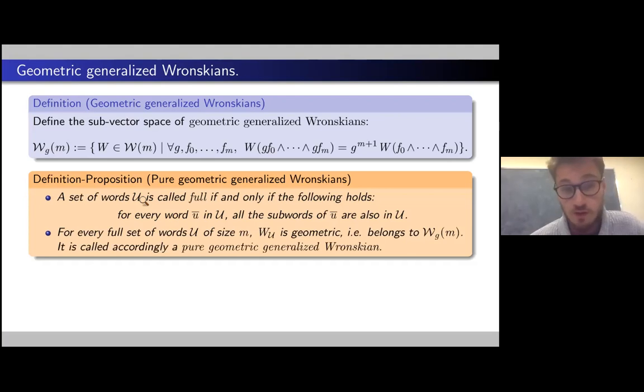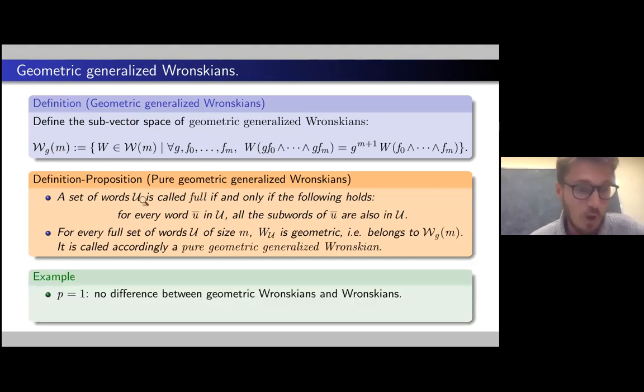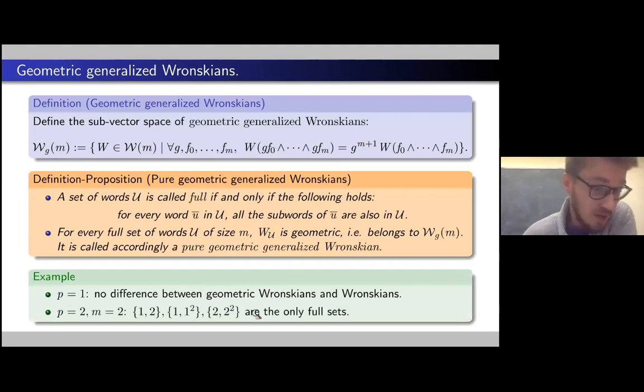And so we'll call it accordingly a pure geometric generalized Wronskian. So for example, for p equal to 1, there is no difference between geometric Wronskian and Wronskian. It's easily checked that this homogeneity property is satisfied. And for p equal to 2, m equal to 2, the full sets that are possible are these ones.